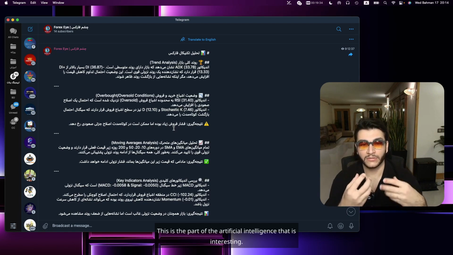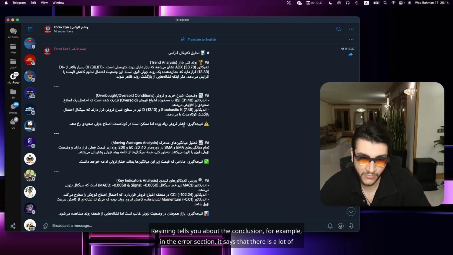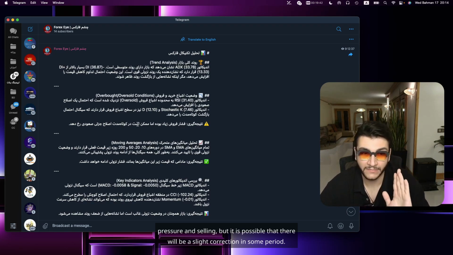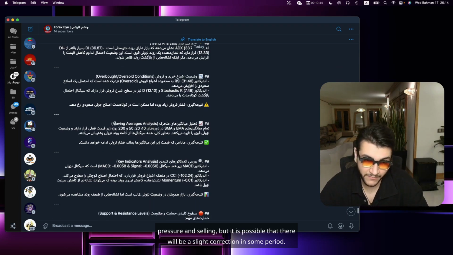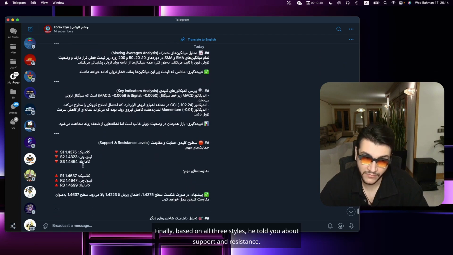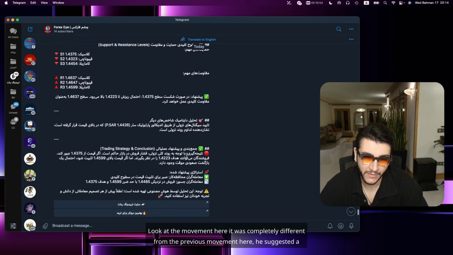This is the part of the artificial intelligence that is interesting. Reasoning tells you about the conclusion. For example, in the error section, it says that there is a lot of pressure and selling, but it is possible that there will be a slight correction in some period. It compares the averages for you. Finally, based on all three styles, it told you about support and resistance. Look at the movement here. It was completely different from the previous movement.